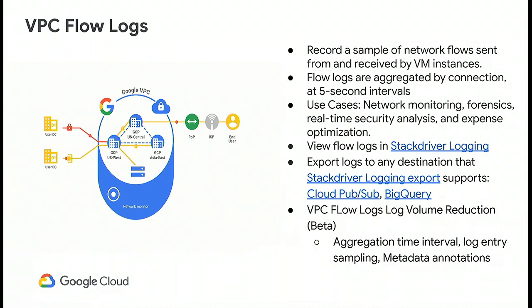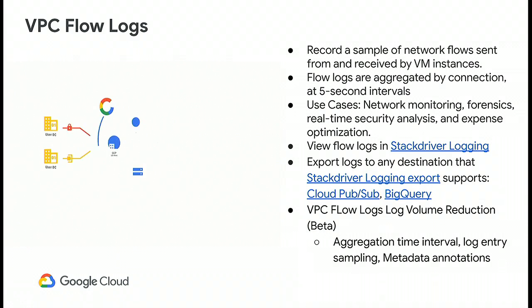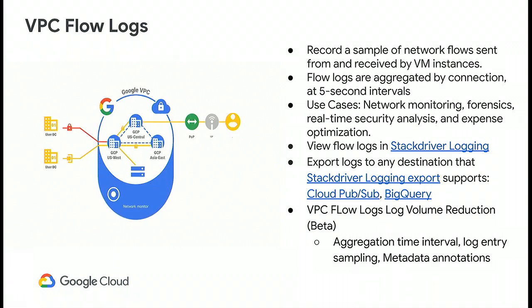The idea here is that we record a sample of the network flows that are sent or received by the VM instances. Those flows are aggregated every 5 seconds, and with a new capability that's currently in beta, you can configure that interval. A lot of our customers use VPC flow logs for a variety of use cases. The first one is network monitoring, where they can look at the flow data, see who the top talkers are, where the traffic is coming from, and even use that data for optimizing their expenses or network.